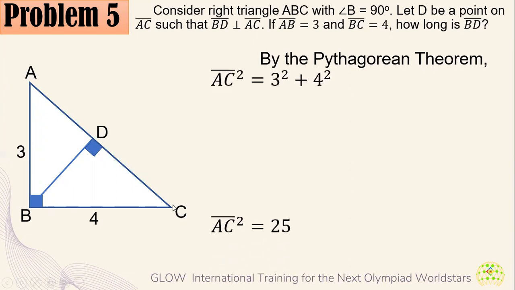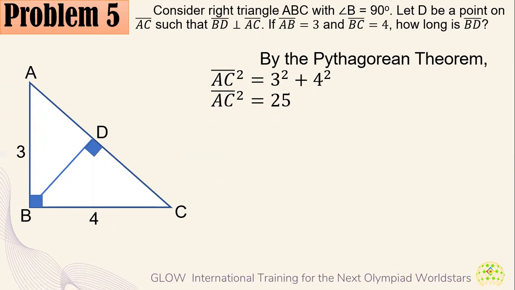By doing such, we could say that the square of your hypotenuse, we have here AC, AC quantity squared, equals 3 squared plus 4 squared. 3 squared is 9, 4 squared is 16. And if you add them, 9 plus 16 is 25.